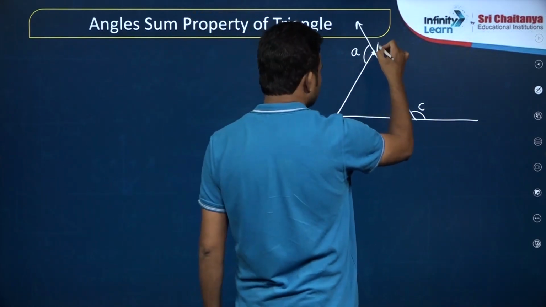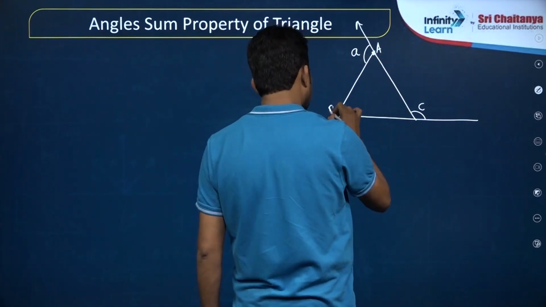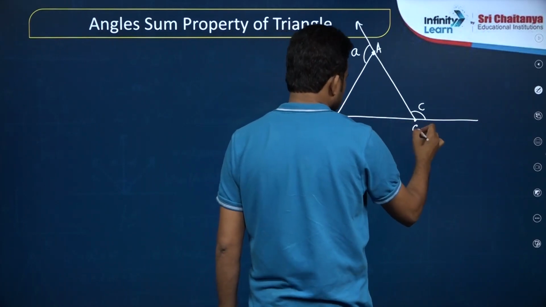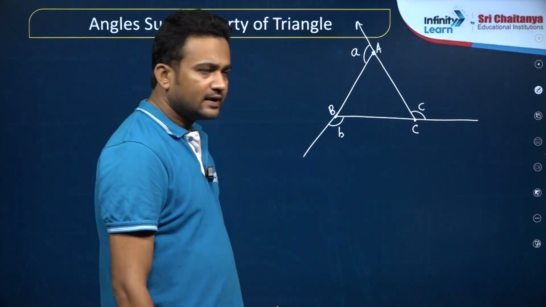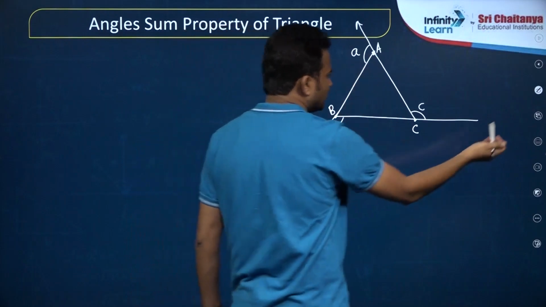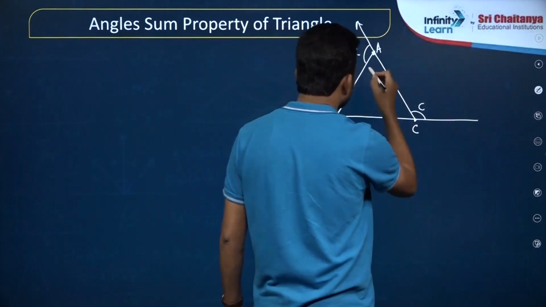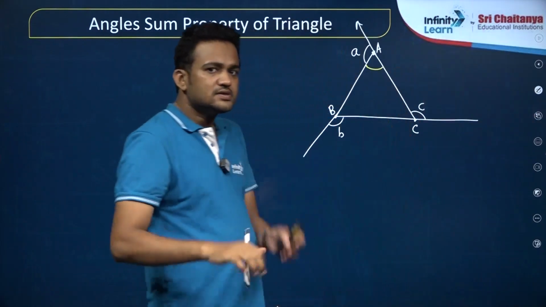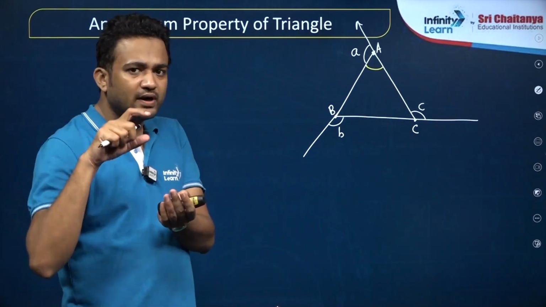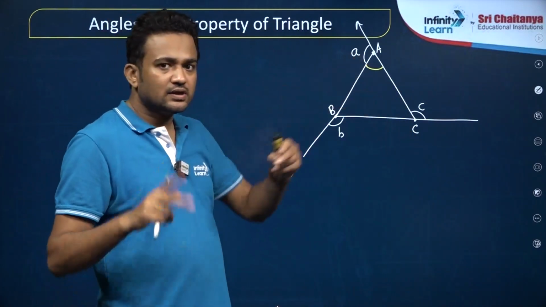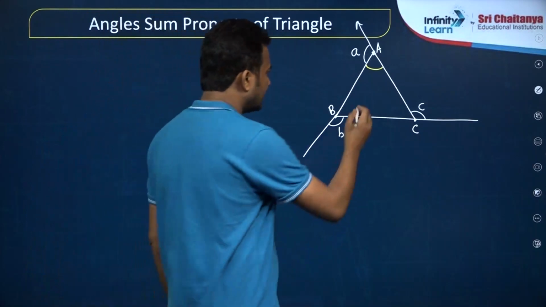Let us assume this is vertex A, this is vertex B, and this is vertex C. Right, guys? If this is A, can you tell me the measurement of this remaining angle? Straight angle, so these two should be 180. If one part is A, then the remaining will be 180 minus A. Right, guys?